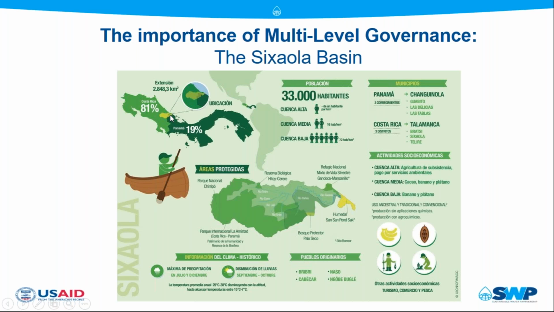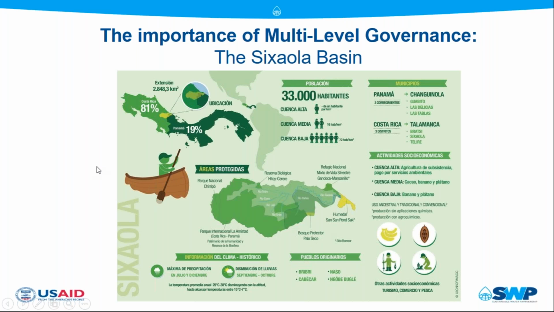Bridge has been working there since 2011, and it's a very diverse basin. It has a huge range of biodiversity and has 6 protected areas within it. It also has a large population, a diverse population, including Afro-Caribbeans, 6 indigenous territories that function as different buffer zones around protected areas. And it has about 33,000 people living in the basin. So not a huge population, but a diverse population. 19% of the basin is in Panama and 81% is in Costa Rica, which is to the north. So you see Costa Rica is the northern of the 2 countries, Panama the southern.